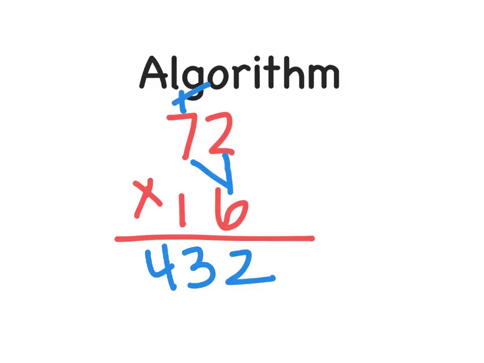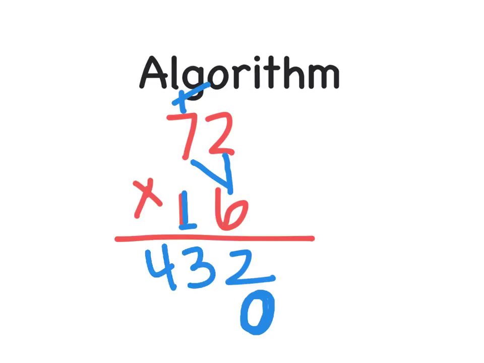Now I'm going to move over and multiply this 1 by each of the top numbers. However, since that 1 is in the tens place, I need to put a 0 in the ones place to show that this isn't just a 1, it's a 10. So that 0 shows us that that's a 10 and shows that we're moving over to the left one place value spot.